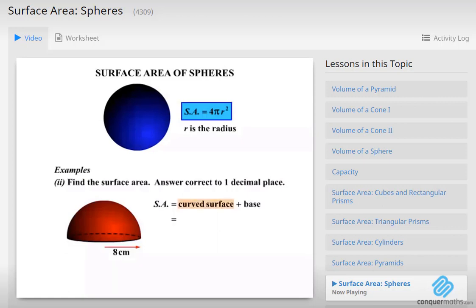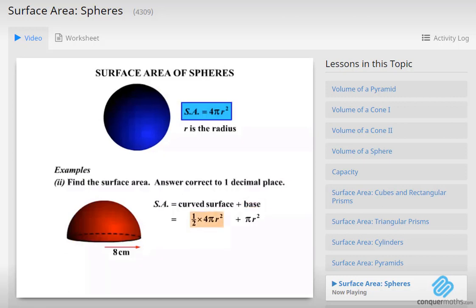Righto, equals the curved surface. Well, the surface area of a sphere is 4 pi r squared. That is if we had a whole sphere. We only want a half. So we're going to multiply it by 1/2. The base is simply a circle, so we're going to add the area of a circle, pi r squared.